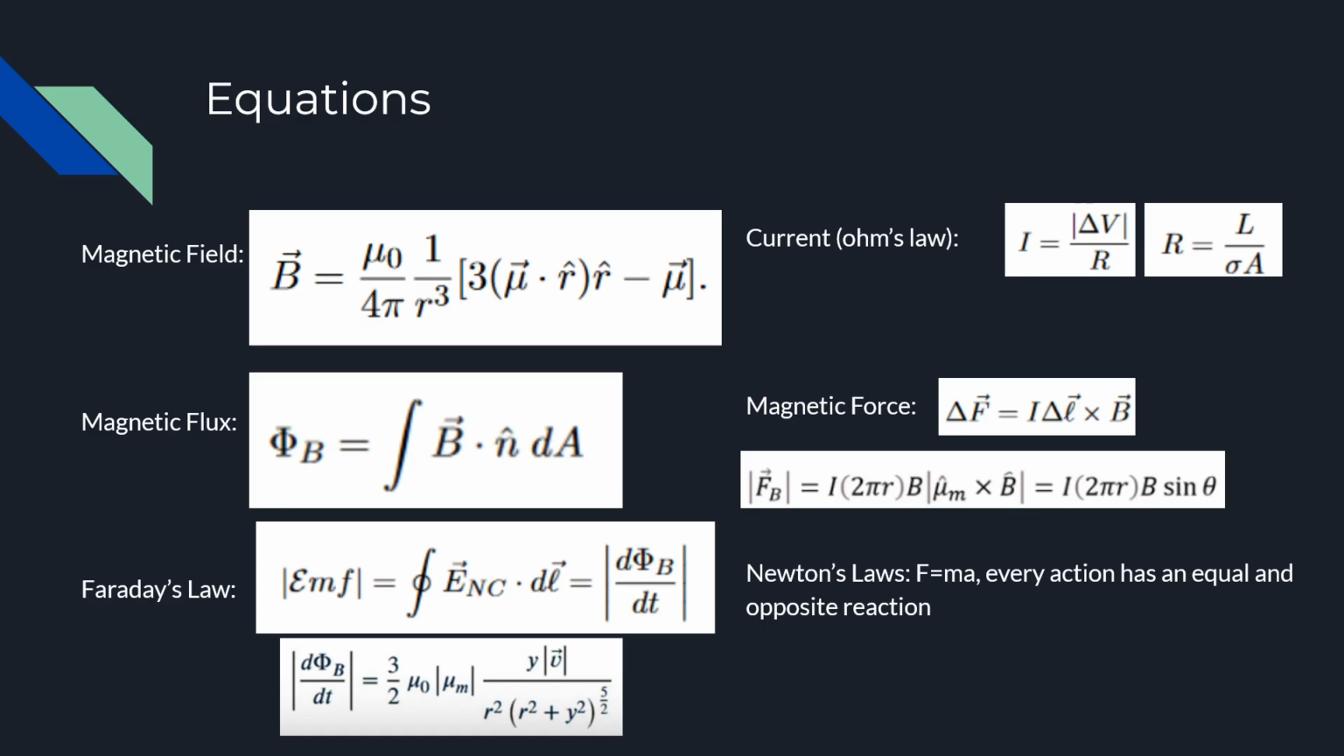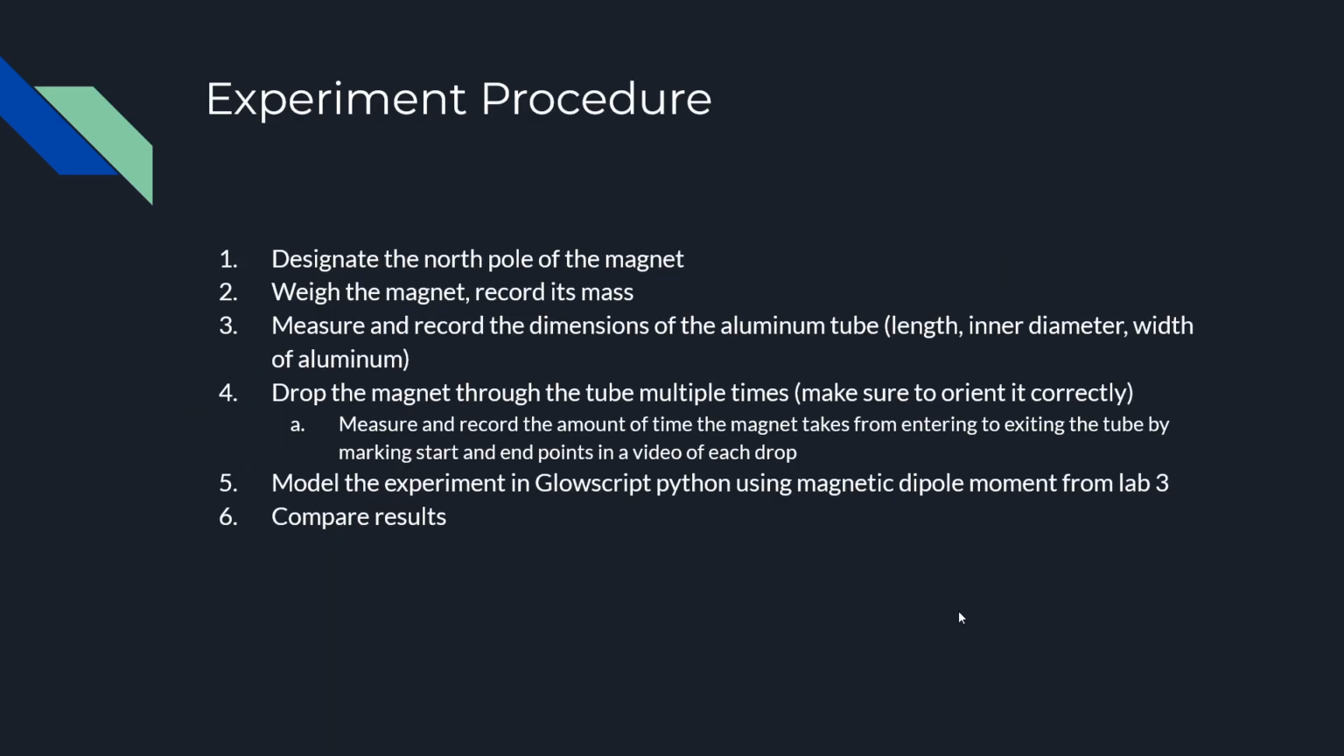Then we have Ohm's law, which gives us the current based on that voltage, and the resistance is based on resistivity and all that. The base code that we're given does that for us, so we just need the resistance: the voltage over that resistance gives us the current. Magnetic force is based on that current, and the force of the magnet on the wire is going to be equal to the force of the wire on the magnet because of Newton's laws, and also force is mass times acceleration because of Newton's laws.